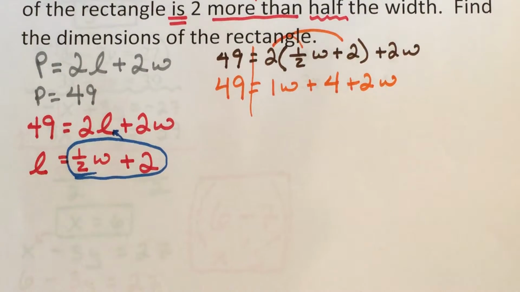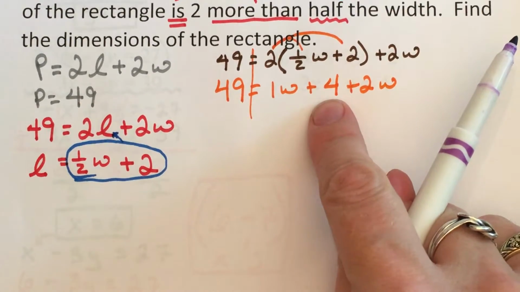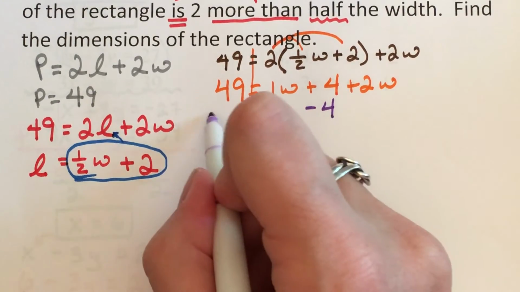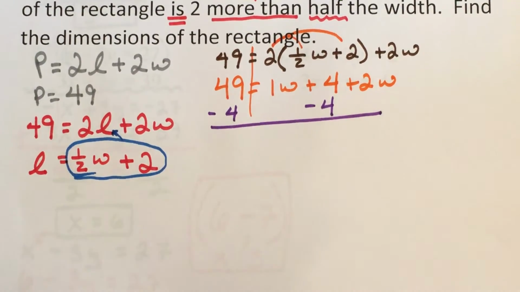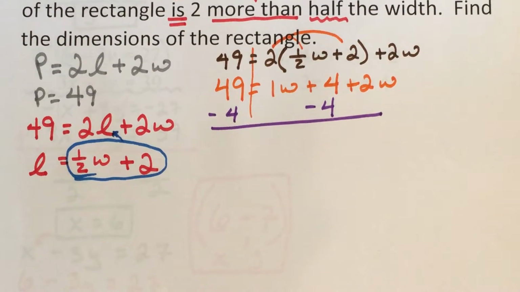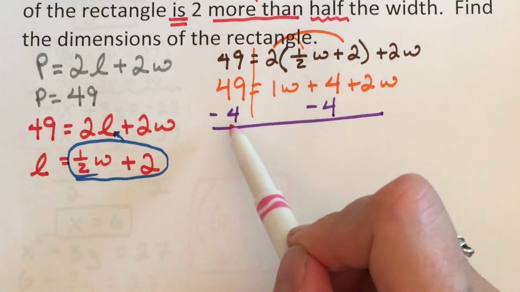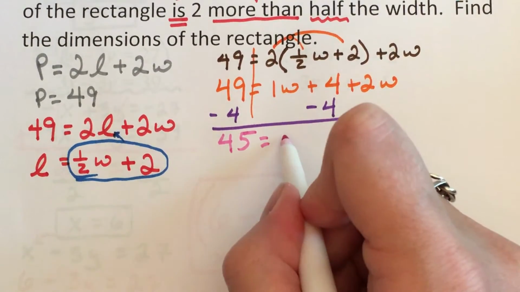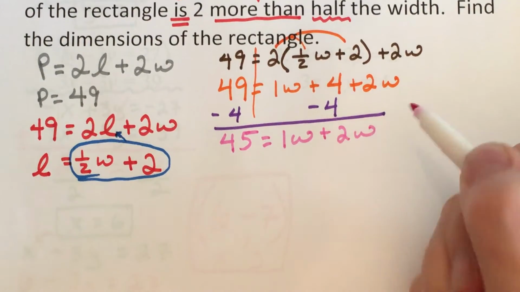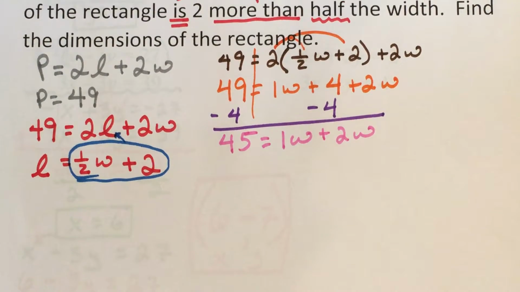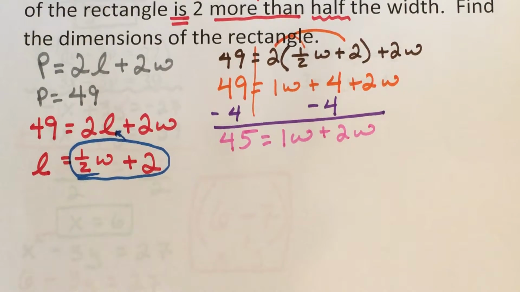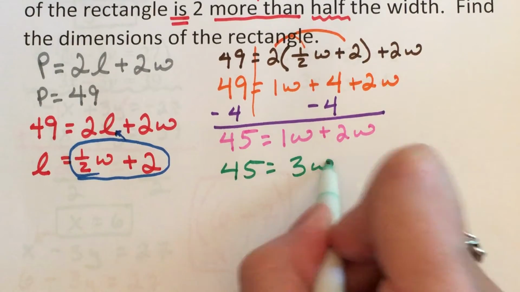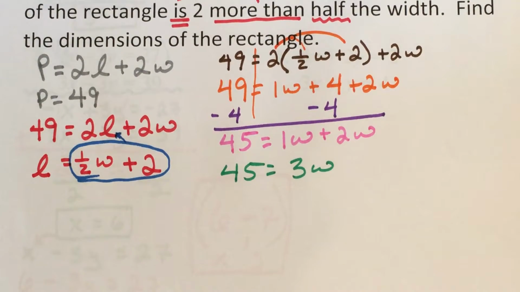All right. Let's get rid of the 4. How do I do that? Subtract. And what you do on one side of the river, yep, you do to the other side of the river. Hey, what's 49 minus 4? 45, you bet. So 45 equals 1 width plus 2 more widths. So what is 1 W plus 2 more W's? Yep, it's 3 W's, 3 widths.